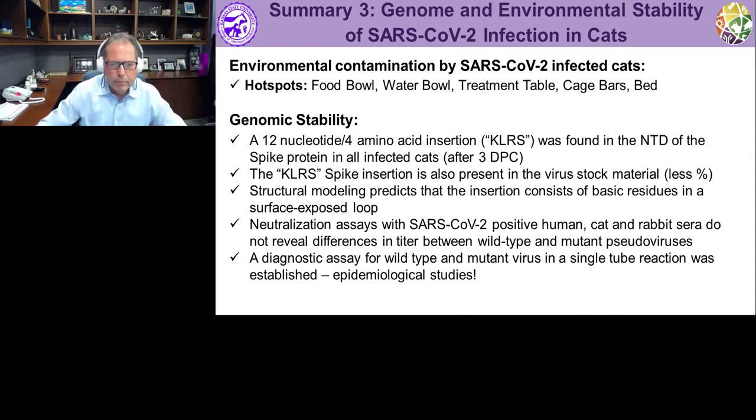And structural modeling predicts that this insertion consists of basic residues in a surface exposed loop. Neutralization assays done so far with pseudoviruses and using positive human, cat, and rabbit sera do not show differences in titer between using a wild type or mutant virus for the virus neutralization tests. And in order to do future epidemiological studies, we have developed a diagnostic assay for wild type and mutant virus, which can be done in a single tube reaction.